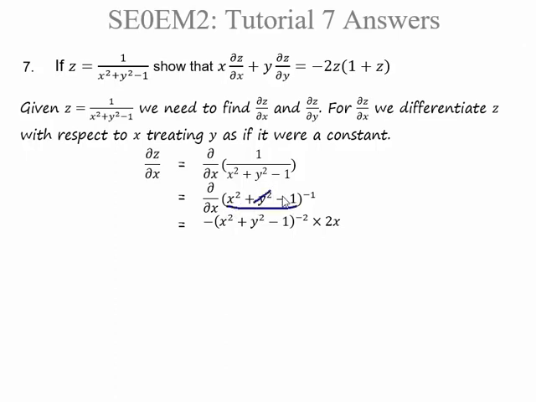Y is a constant, so that disappears. 1 is a constant, so that disappears. So I've got the differential of x squared, which is 2x. So putting the bracket back on the denominator, I'm going to get minus 2x over x squared plus y squared minus 1 all squared. You can probably see now what dz/dy is.